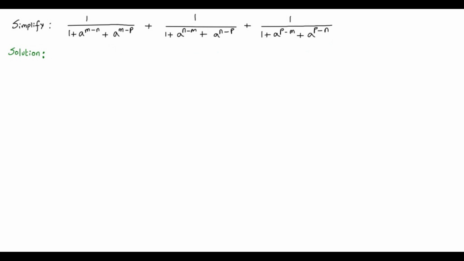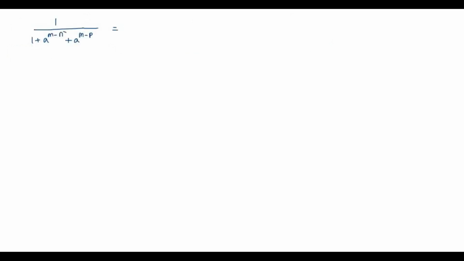So let's simplify the first fraction. In this fraction, the term a to the power of m minus n can be written as a to the power of m divided by a to the power of n, and in the same way a to the power of m minus p can be written as a to the power of m divided by a to the power of p. That is 1 divided by 1 plus a to the power of m divided by a to the power of n plus a to the power of m divided by a to the power of p.